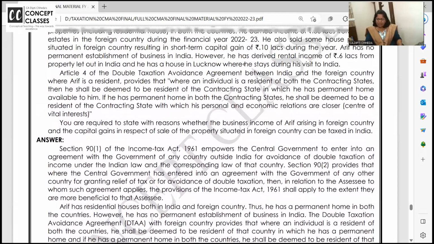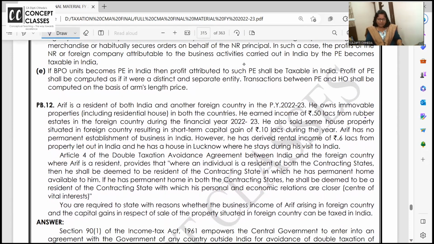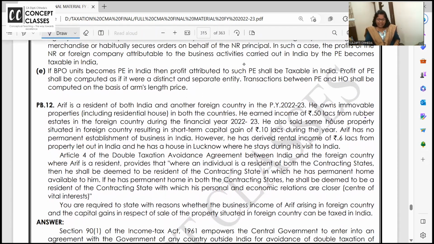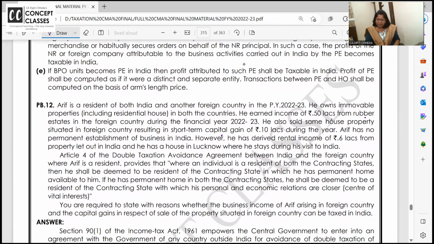कि अगर कब आपको 90 में रिलीफ मिलेगा, कब 90 में. Arif is a resident of India and foreign country. He owns properties in both the countries. He has earned income of 50 lakh from foreign country. He has sold some house property and all over there.